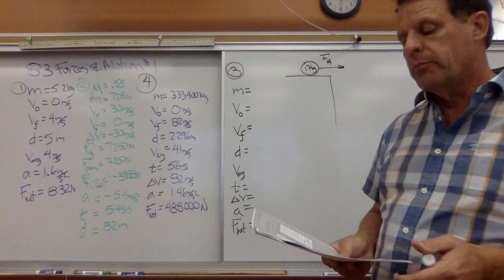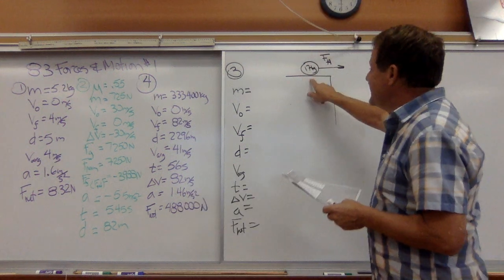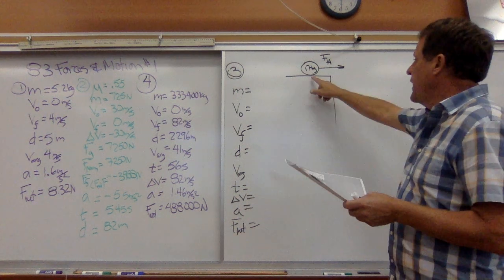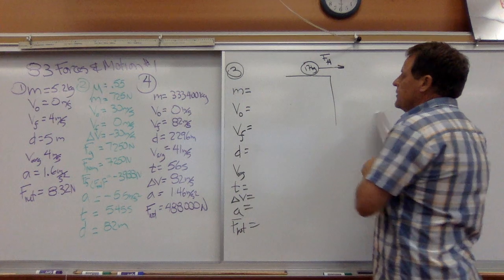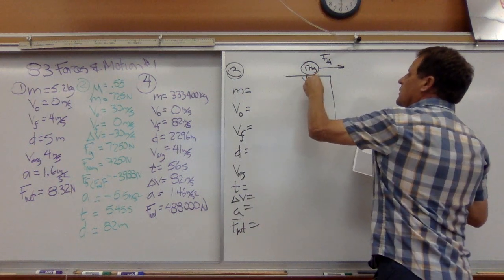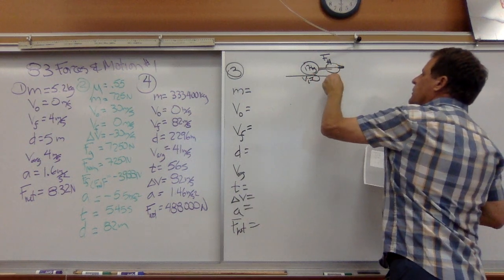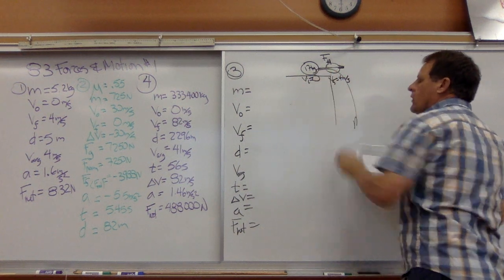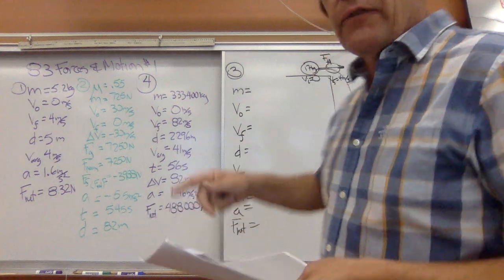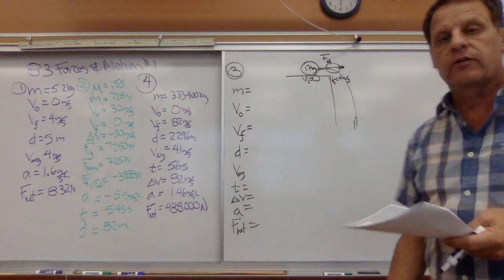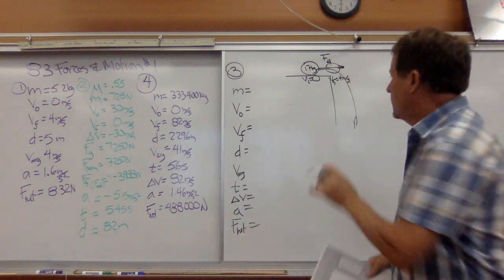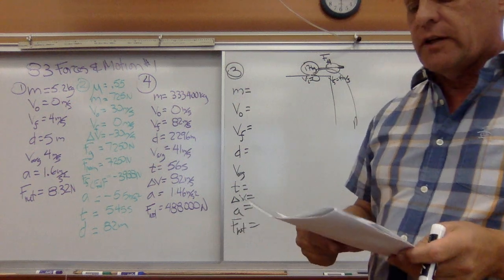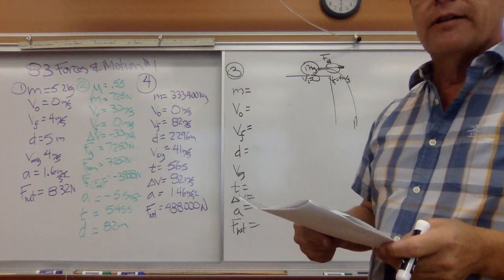In problem number 3, it says a 17 kilogram boulder is accelerated from rest to 4 meters per second. Right here, we've got a final velocity of 4 meters per second before it falls off. After it falls off, it would accelerate due to gravity, but this question is only talking about this little middle part here. It says, how much force did it take to make the boulder accelerate?